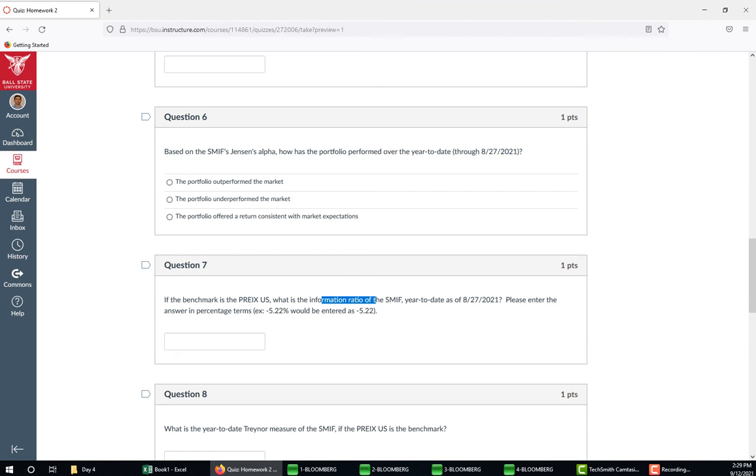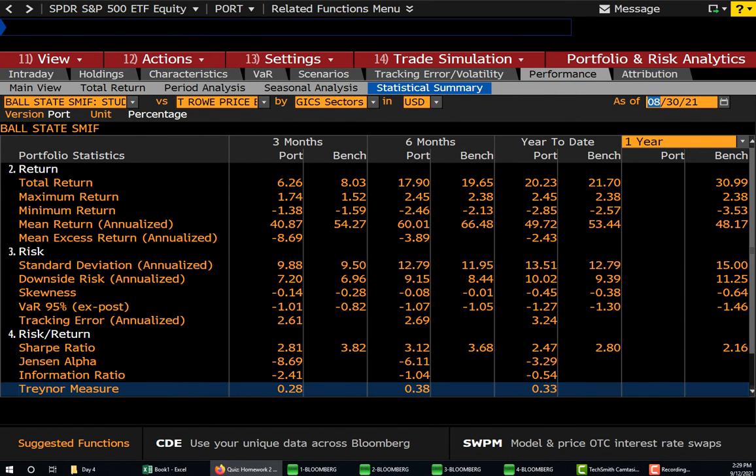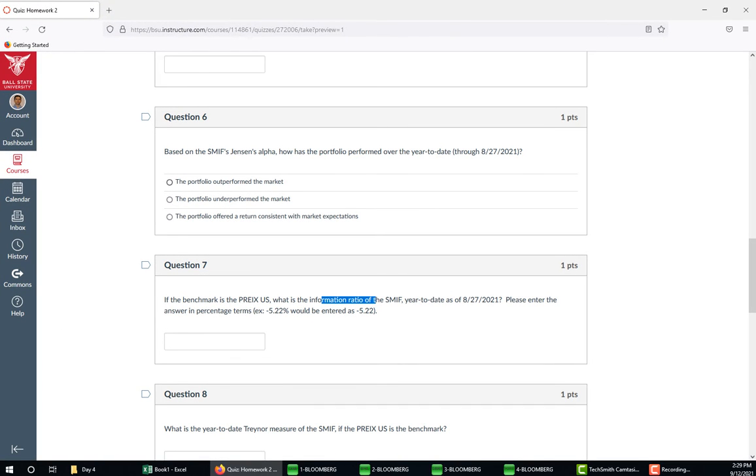But we also have question 6 that asks us, based on the Smith's Jensen's alpha, how has the portfolio performed over the year-to-date? Well, because we have a negative Jensen's alpha, negative 3.29%, what that indicates is that our portfolio actually underperformed the market over the year-to-date. It underperformed based on its level of market risk. Or in this case, since we're comparing our portfolio to the benchmark that is the PXF, we underperformed by 3.29%.